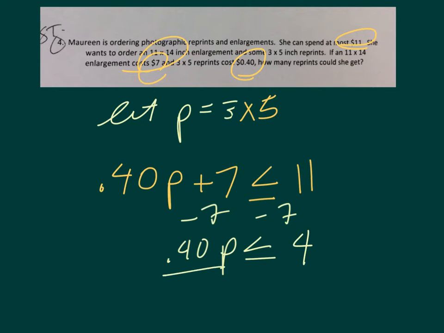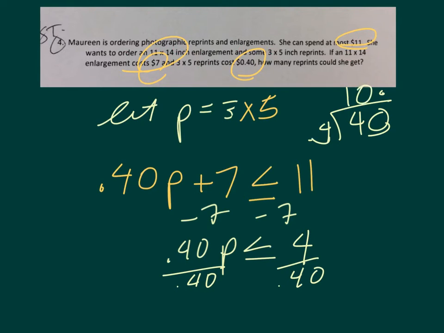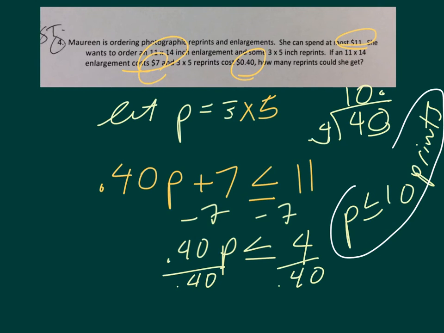Now divide off our 0.40. Now don't just guess at this one, right? That's actually 4 divided by 0.4. Bump the decimal, bump the decimal. So it's really 4 going into 40. And that is 10. So our answer, P, is less than or equal to 10 prints. Don't forget to label it prints, P-R-I-N-T-S. So there you go. There's our answer for that one.